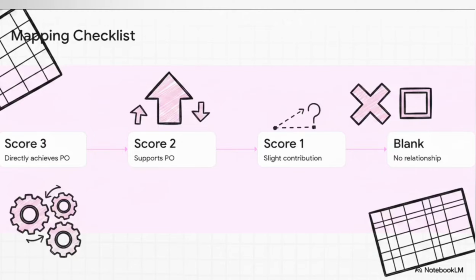Step 3, is there only a slight peripheral contribution, like briefly explaining code? Assign a 1. And finally, step 4, if there is absolutely no meaningful relationship, for example, a Java coding lab probably doesn't relate much to PO7, which is environment and sustainability, just leave the cell blank. It is honestly that straightforward.